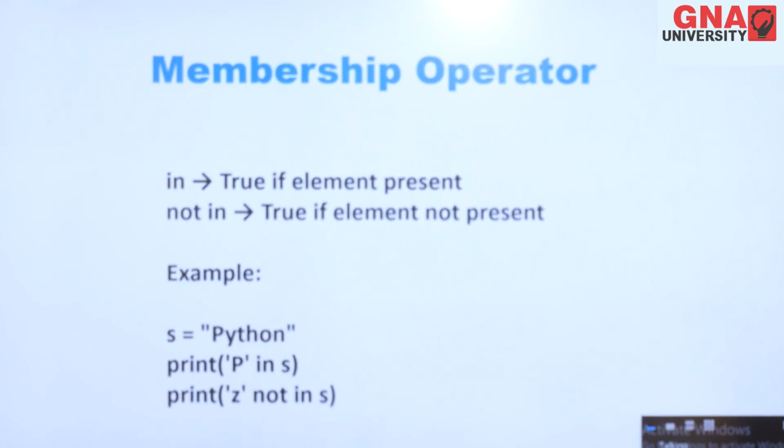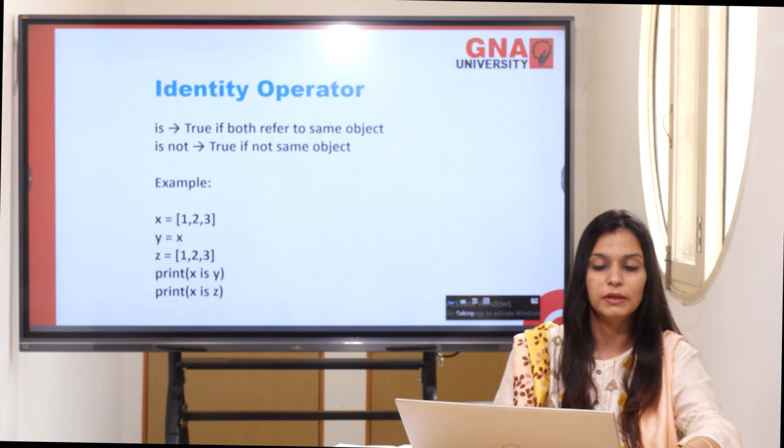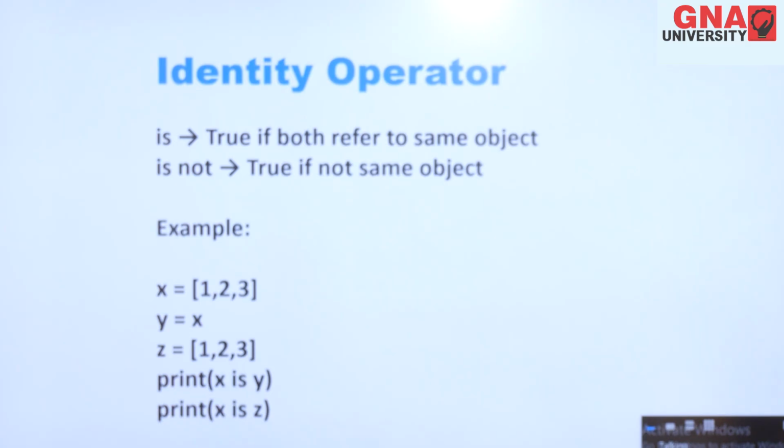Now next is the identity operator. The identity operator checks the identity of two variables, whether two variables are the same or not. Is is true if both refer to the same object. Is not is true if they are not the same object.